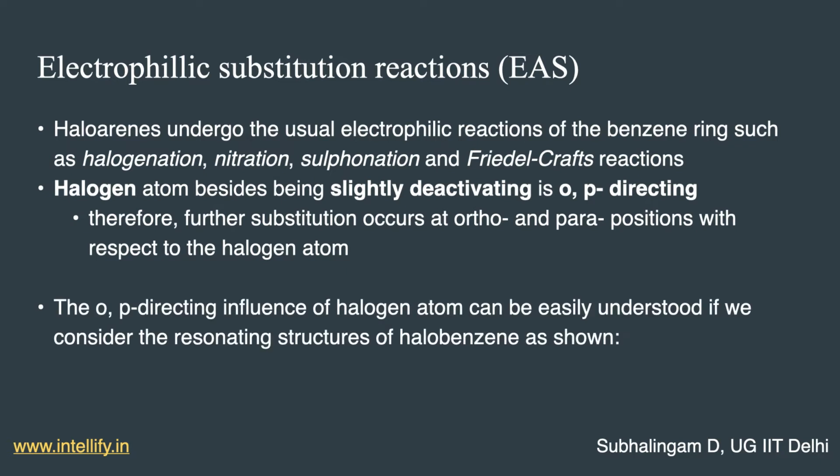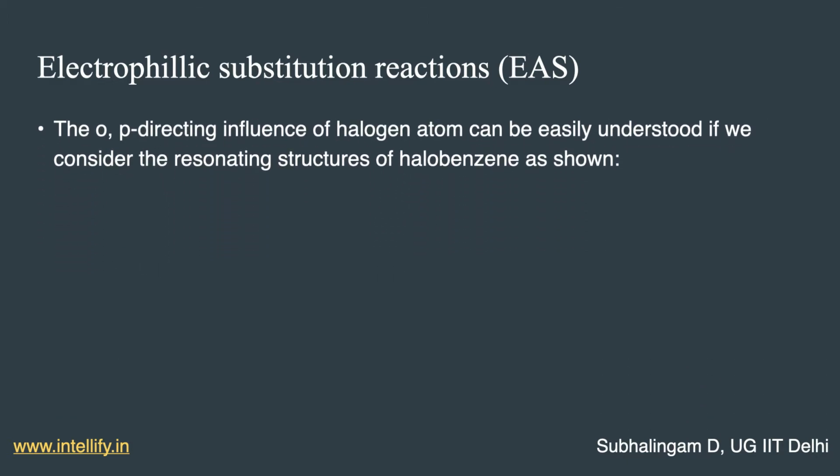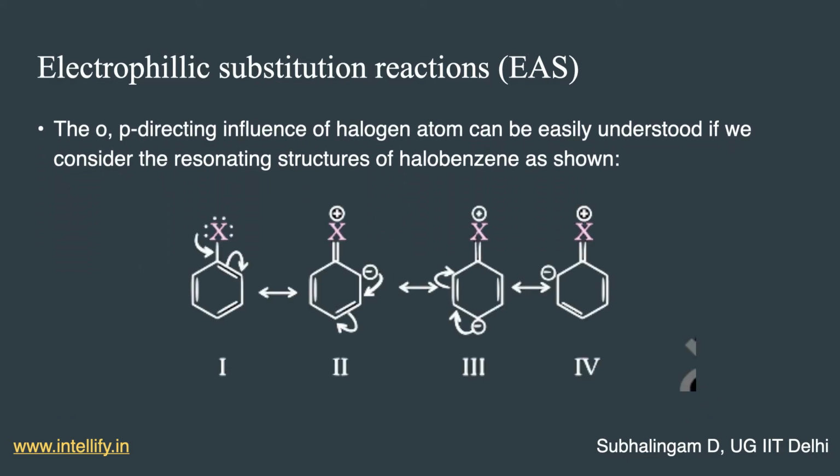The ortho-para directing influence of halogen atom can be easily understood if we consider the resonating structures of halobenzene as shown. So we have the image over here. So the lone pair from halogen gets inside and we get 1, 2, 3 resonating structures in 2, 3 and 4. You might have seen this already many times.